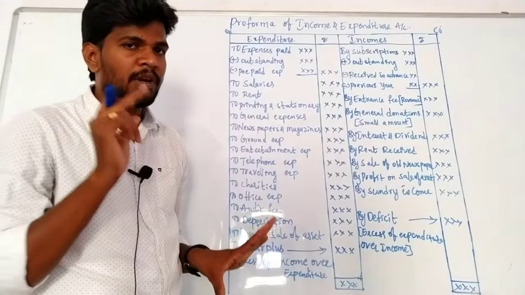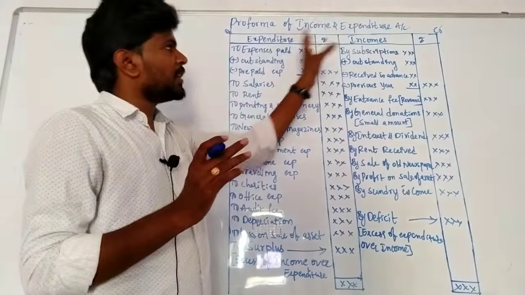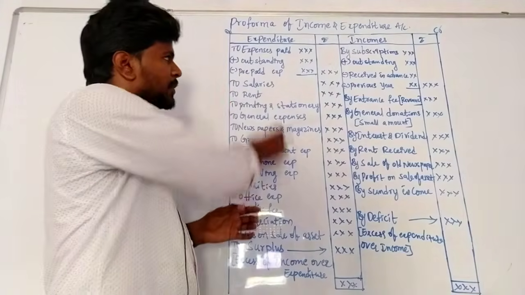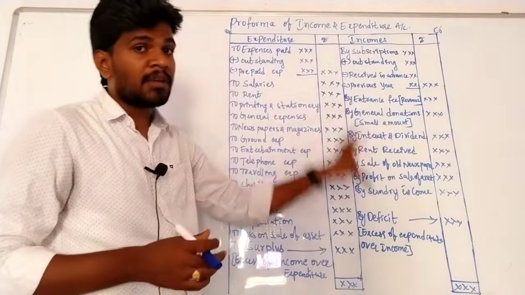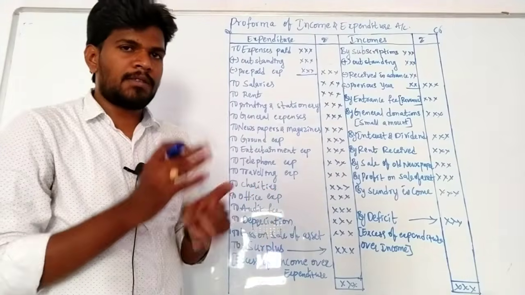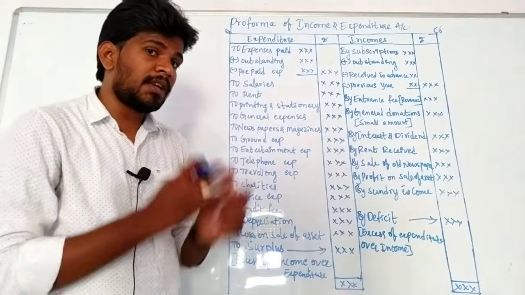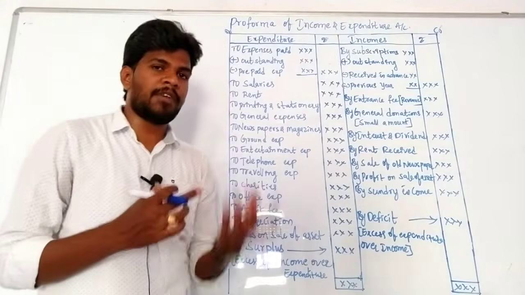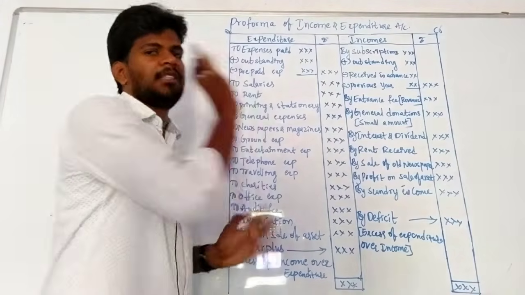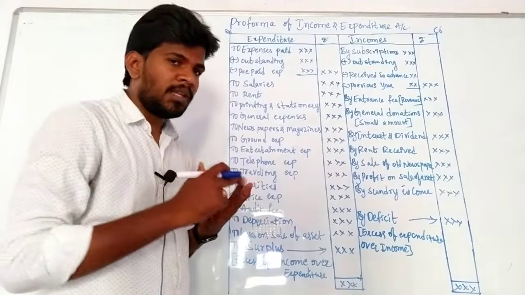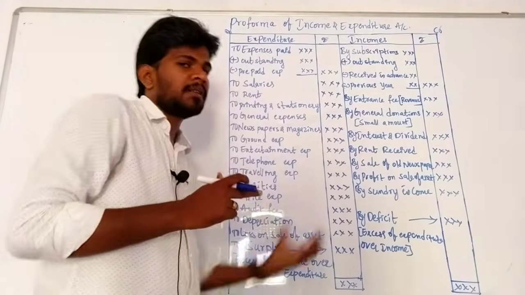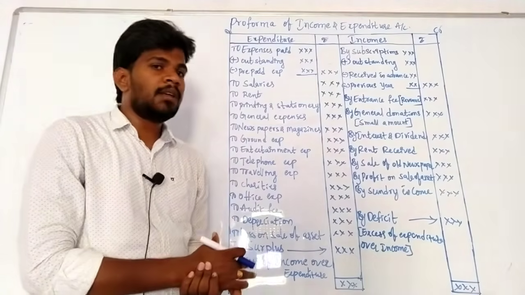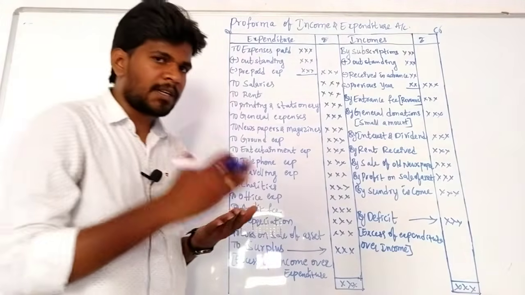Another important thing: at the time of preparation of income and expenditure account, only current year expenditure and current year incomes will be taken. If there is any previous year information, as well as any next year information given, that will be deducted. Only the current year expenditure and current year incomes we have to take, then we can easily find out the surplus or deficit.